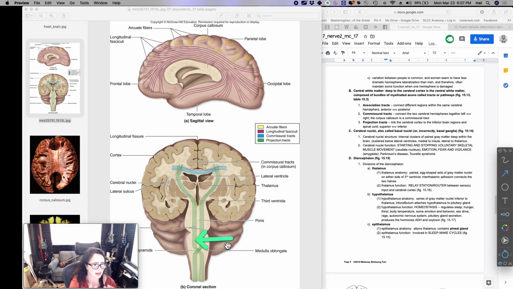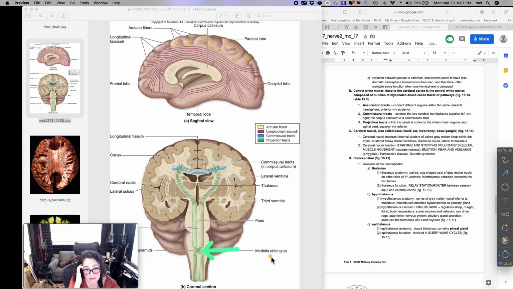So you're going to find a boatload of projection tracts going up and down. For instance, they go from the cerebral cortex all the way down the brainstem and out the spinal cord. There's a whole bunch of projection tracts in here. This little guy right here is where they cross. And they cross because they actually start out flat and then cross during development.